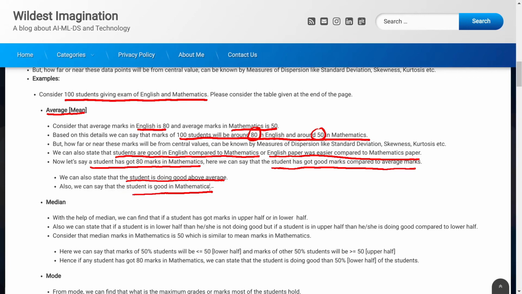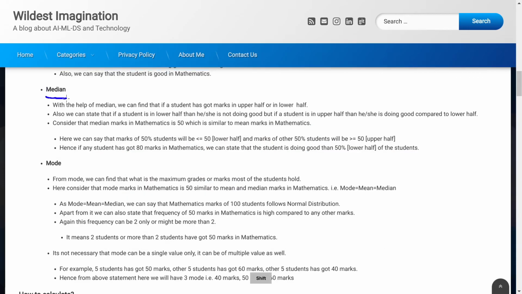So these are the different conclusions that we can have based on this average marks and comparing it with an individual's mark. So this is how we can interpret average. Next, we will talk about median.